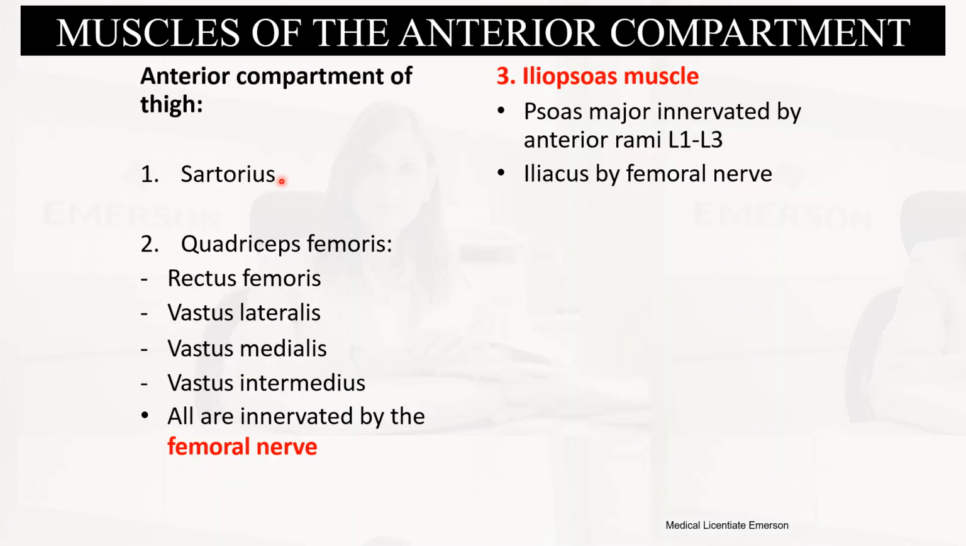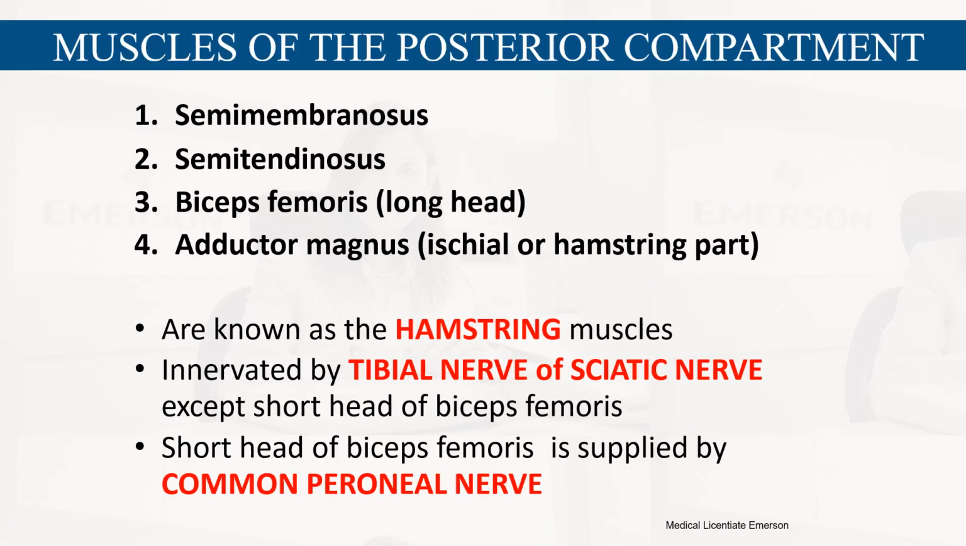The anterior compartment of the thigh has the sartorius muscle. Then you have the quadriceps femoris, which of course has four muscles: the rectus femoris, vastus lateralis, vastus medialis, vastus intermedius, and all of course are innervated by the femoral nerve. Then we have the iliopsoas muscle. Then you have the psoas major, which is innervated by the anterior rami L1 to L3. Then you have the iliacus, which is innervated by the femoral nerve. This is muscles of the anterior compartment of the thigh.